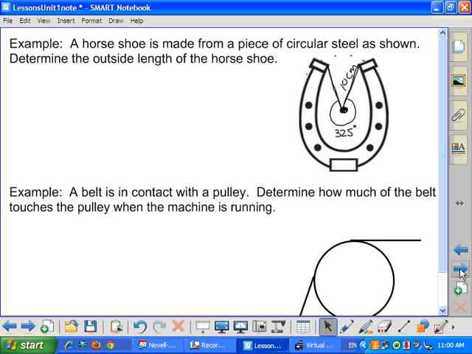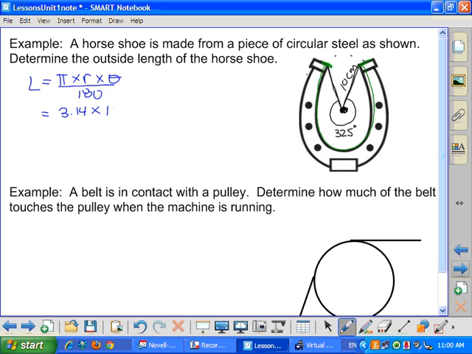So if we want to know how much of that steel you're going to use, what we're really looking for is the length around here. And this will give you an approximation. It's not going to be an exact value because the horseshoe is not a perfect circle, but it's going to give you an approximation of how much steel you would have to bend into a circular shape. So we're looking for an arc length. So we are using the formula we just talked about.